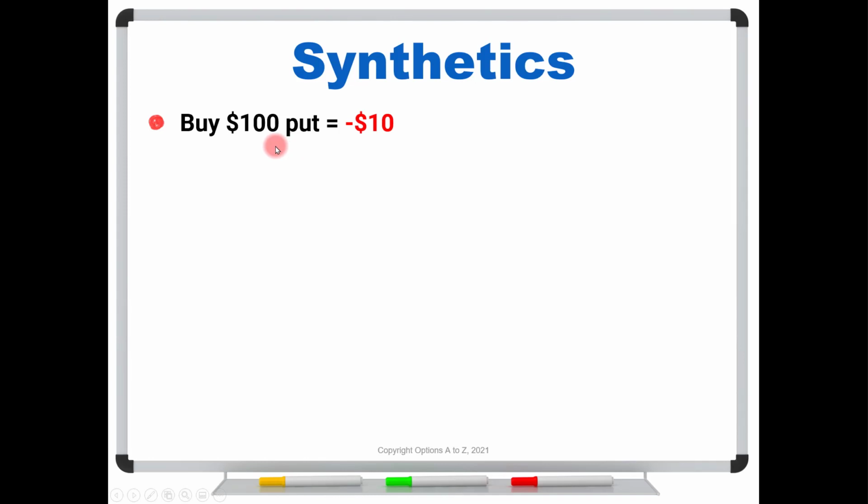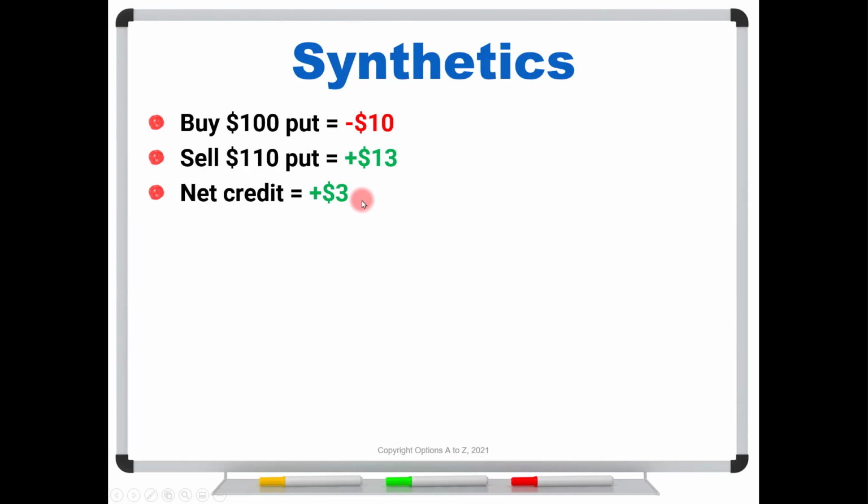So let's go back to saying that we bought the $100 put for 10. We sold the 110 put for 13, net credit of 3, so far so good. Now we buy the 110 call for 5. Well, let's pair some things up synthetically. See how I've mixed calls and puts? I might have some box positions in here or some synthetic positions, and that can greatly change things.